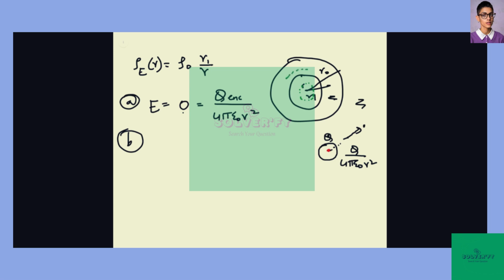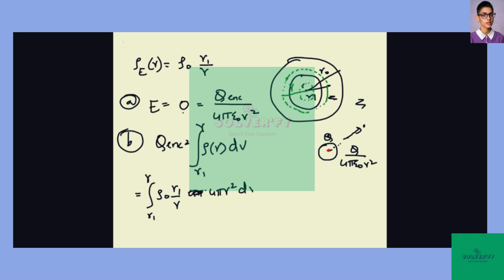Now, inside the shell, we'll draw a spherical Gaussian surface. The radius will obviously be r. So the charge enclosed will be an integral because the charge density changes. So we have rho of r dv, with limits r1 to r. Rho of r is rho naught r1 by r, and the volume element will be 4 pi r square dr.